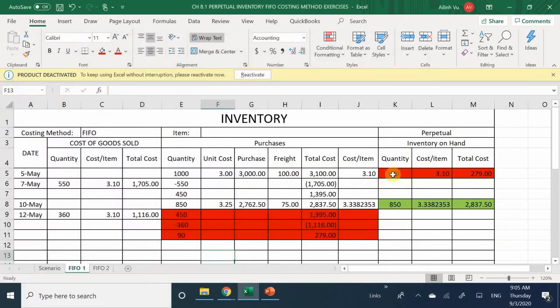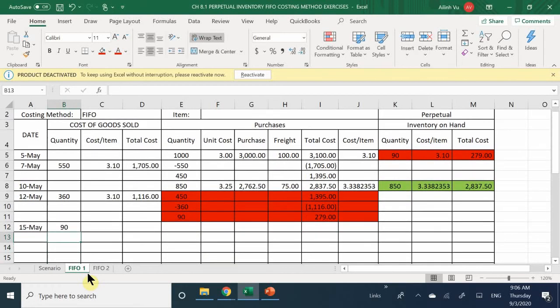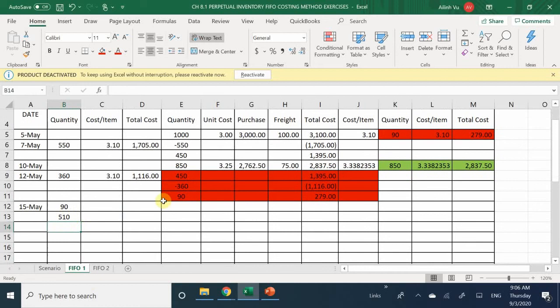However, we only have 90 from our red batch, and the remaining is going to be taken out of our green batch. In this case, it was the 15th of May. So we're going to have 90, and then the difference between 600 minus the 90 is 510. So we have 510 here that we need to take out of our green batch.